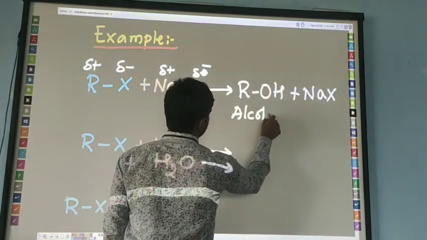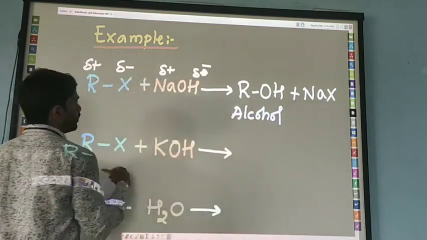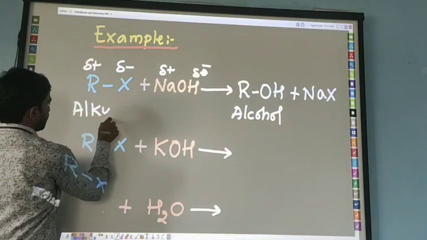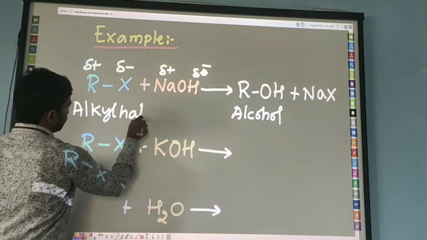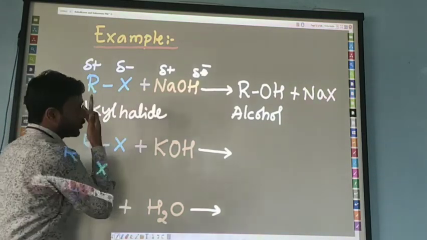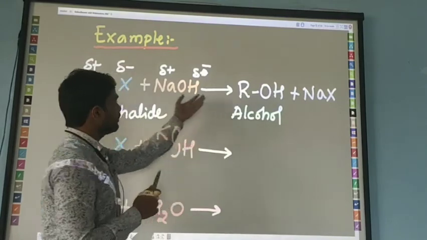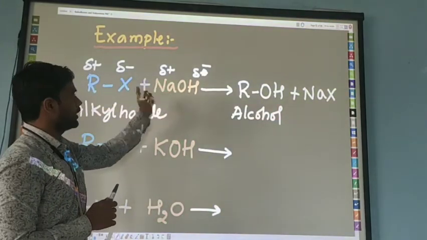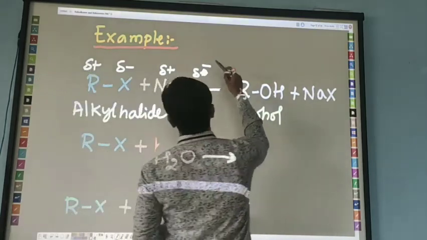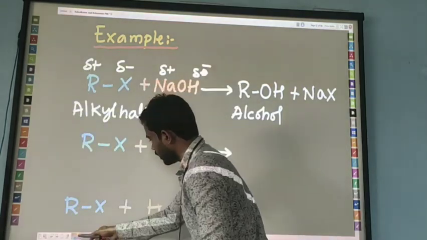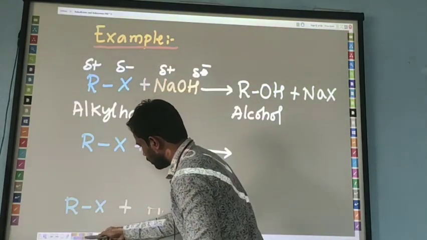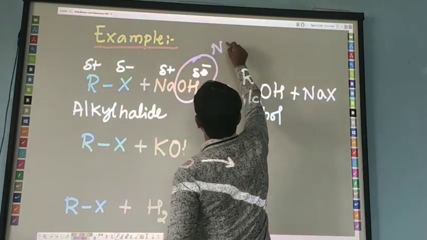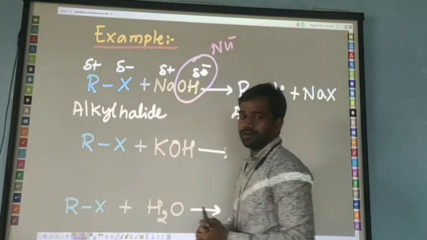What do we convert in this reaction? We converted here from alkyl halide to alcohol in the presence of a base known as NaOH. Here OH minus is our nucleophile.